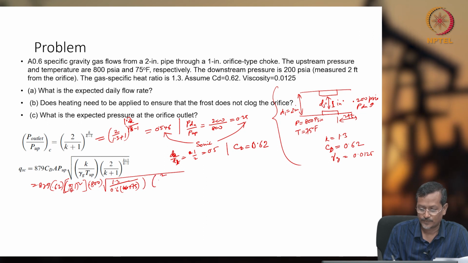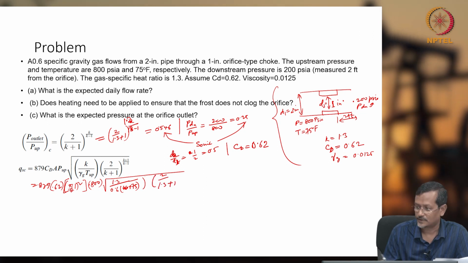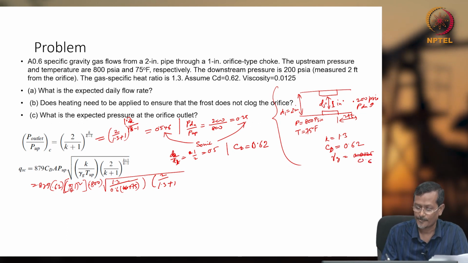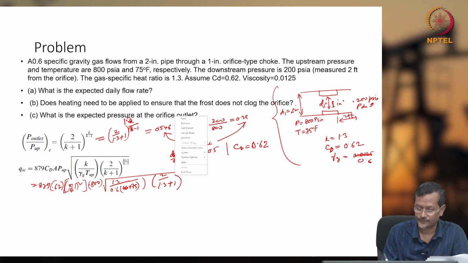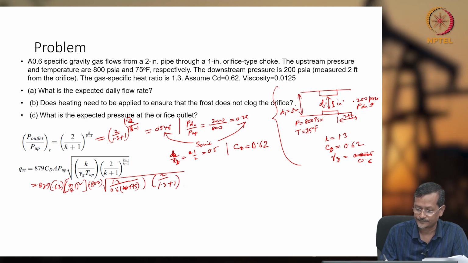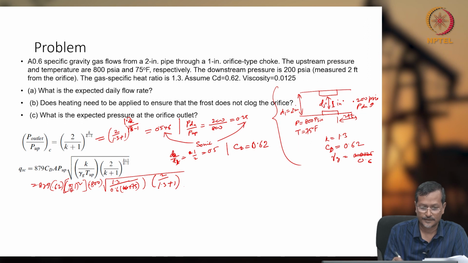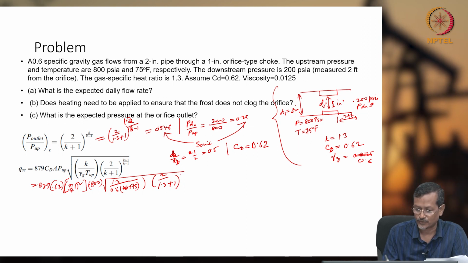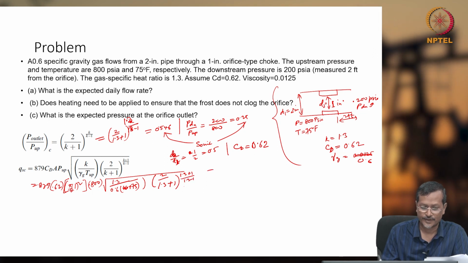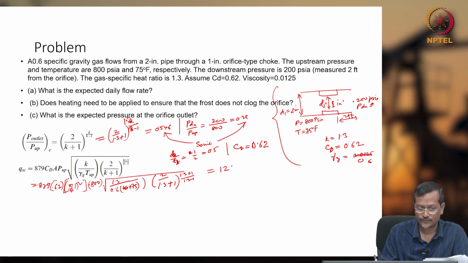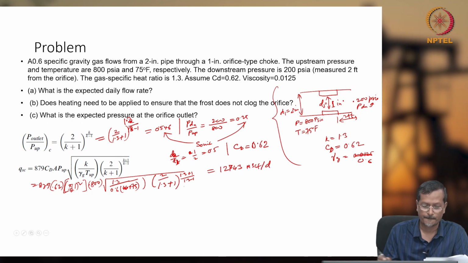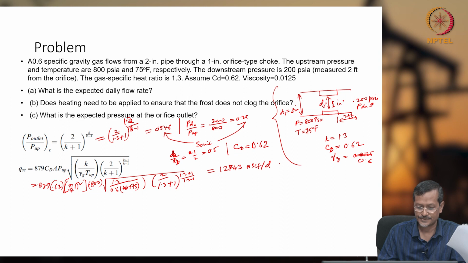Gamma G value is given, actually I wrote it wrongly, 0.6 is the specific gravity of gas given there. And 2 by 1.3, then this whole parameter we have K plus 1, 1.3 plus 1, divided by 1.3 minus 1. So finally it is coming 12,743 MSCF per day. Okay, this is one solution.